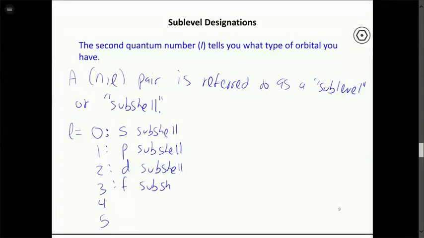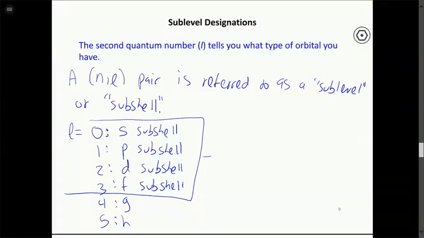So you're going to have to remember this order, SPDF, for L equals 0, 1, 2, 3. And then beyond there, it's alphabetical, though we're not really going to see those very much. So you have G subshells and H and so on. But the only ones that we really have to worry about in chemistry are these first four here.